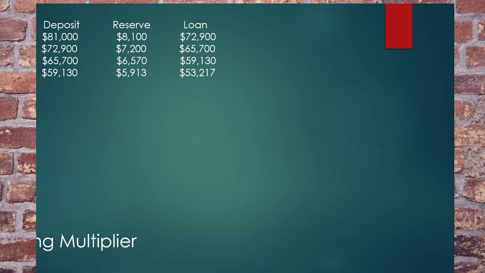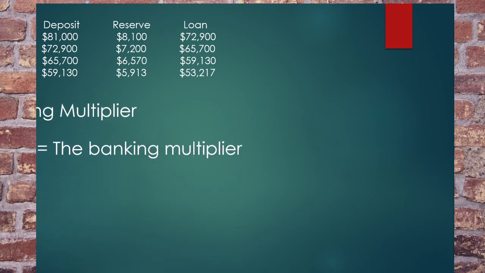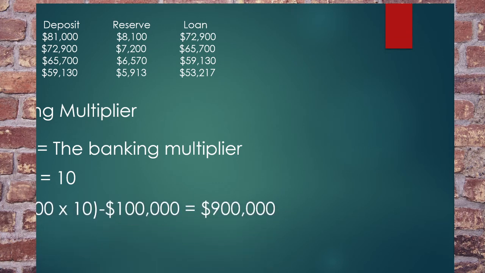The banking multiplier says 1 over the reserve ratio is equal to the banking multiplier. 1 over 0.10, which was the example in this case, gives us 10. Now, there are 2 ways to do it. I don't care which one, but you must show your work. 100,000 times 10 minus 100,000. So 100,000 times 10 is 1 million, minus 100,000 equals 900,000. So that's what we came up with.